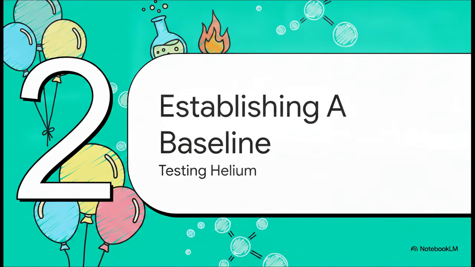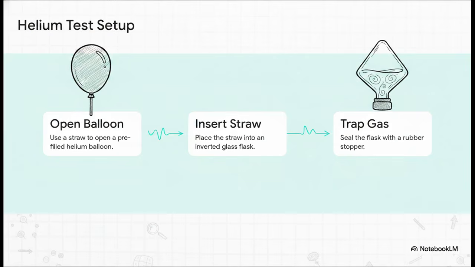Section 2. Establishing a baseline. Now, before we go testing the unknown suspect, we have to prove our testing method actually works, right? We need to make sure our eventual test on the bath bomb is perfectly accurate. So we're going to test a gas we already know, helium. Here's how we set up our baseline experiment safely.